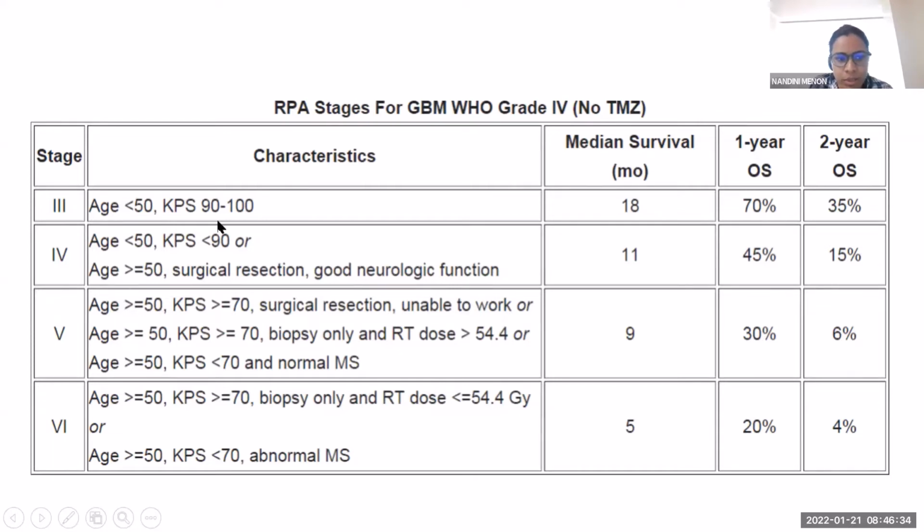So age, performance status, like I already mentioned, the extent of surgical resection, the neurological function, these were the ones which determined outcomes. And they saw that a young patient with a good performance status had a median survival of 18 months, and as the age increased and performance status dropped, then other factors such as surgical resection and the radiation dose were included in the analysis. And then we can see that the survival outcomes drop, especially in patients who are older than 50 with a poor performance status. And ultimately, at 2 years, only 4% of these patients survive.